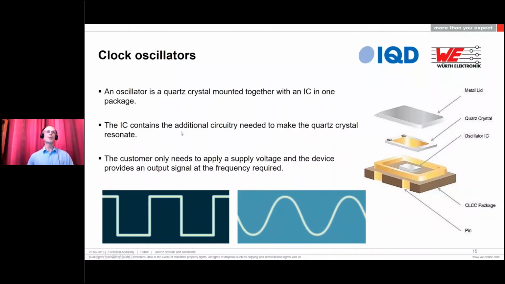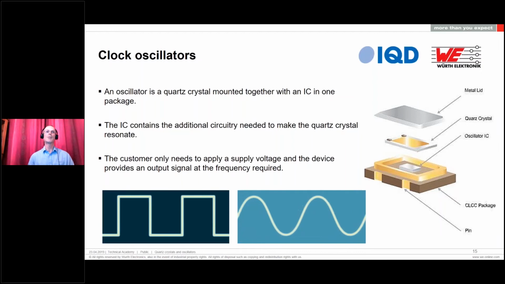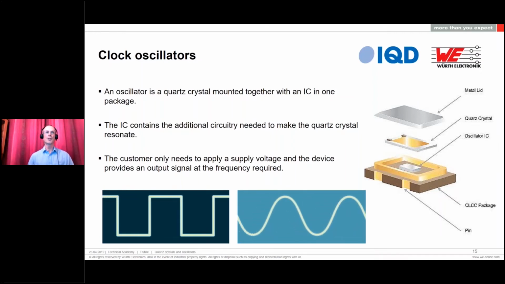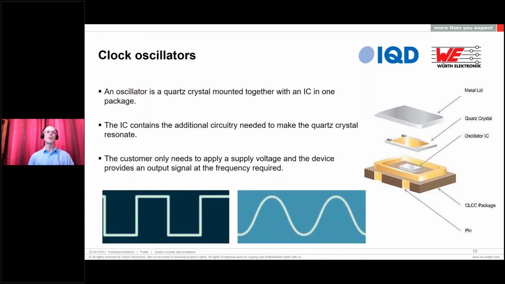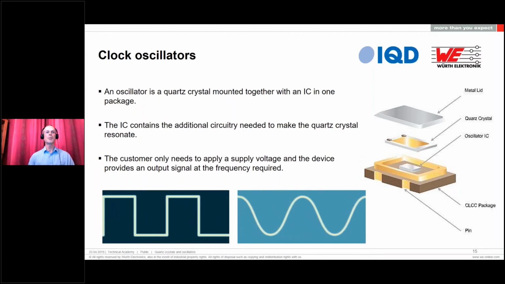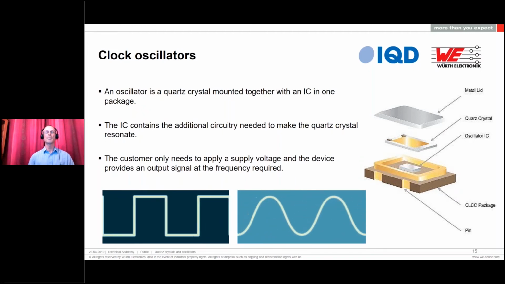We now come to clock oscillators. As I'm sure you all know, an oscillator is a quartz crystal mounted together with an IC in one package, and the IC contains the additional circuitry needed to make the quartz crystal resonate. You as the customer only need to apply a supply voltage and the device provides an output signal at the frequency required.